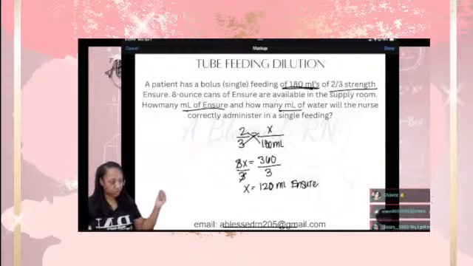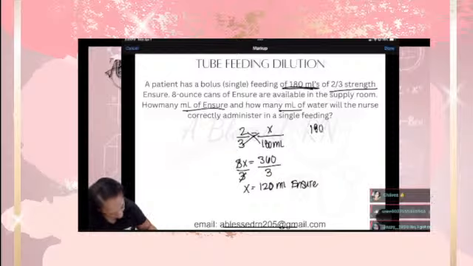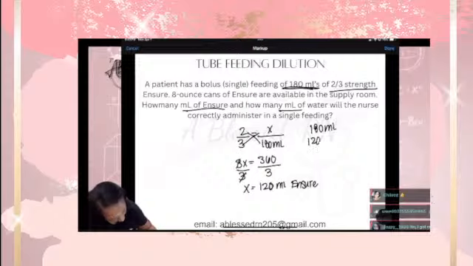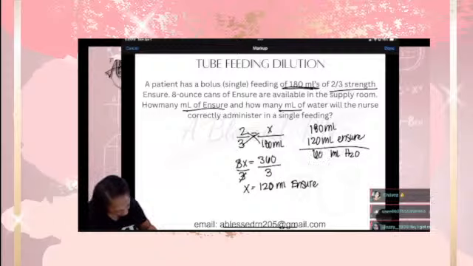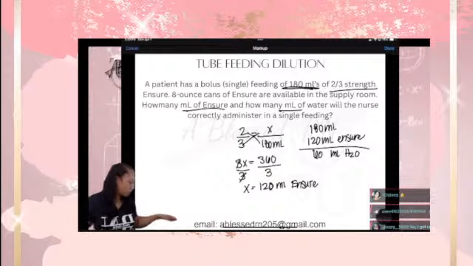All right, so in order to find your water, you're going to take your total amount that you're supposed to have, which is 180, and then you subtract your 120 milliliters of Ensure, and that is going to give you your milliliters of water. And so 180 minus 120 is going to be 60. So that is how many milliliters of Ensure and how many milliliters of water.